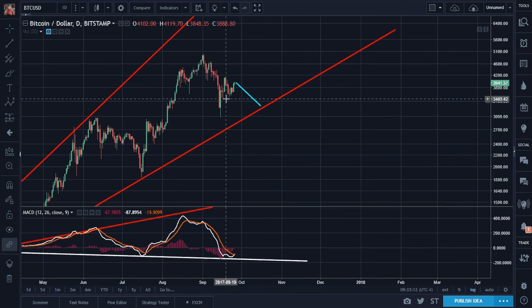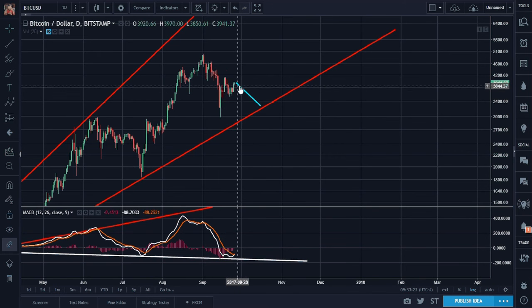I laddered initially here, got 7 rungs filled, took my profit, stopped out on half of those, and then I started laddering here. 1 rung has been filled. I have trailing stops on that. If I get stopped out right at 37, right below 3,800, let's say, for half of that 1 rung.